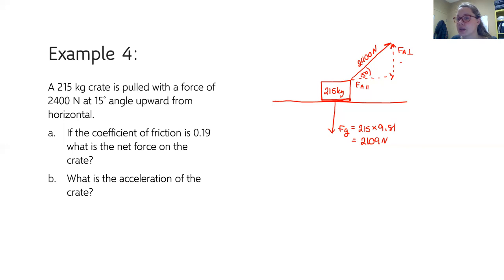Let's think about our trig. So here's our angle. This is my opposite side. SOHCAHTOA, S-O-H. So this is going to be sine, right?